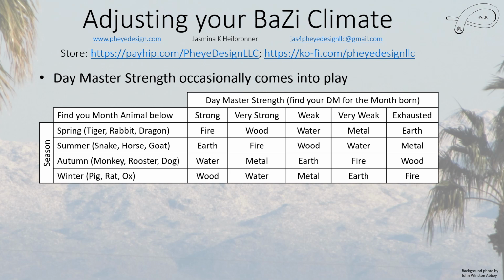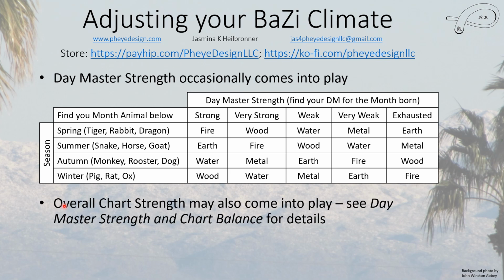Now, as we go through this, you may see there are some combinations of day master and month that the day master strength can come into play. And this is the table, and you've seen this before if you've watched the video I'll talk about in a second. This is actually just from there. So you find out what month you were born, and you find your element, your day master element, and this will tell you what strength it is. So it's pretty straightforward.